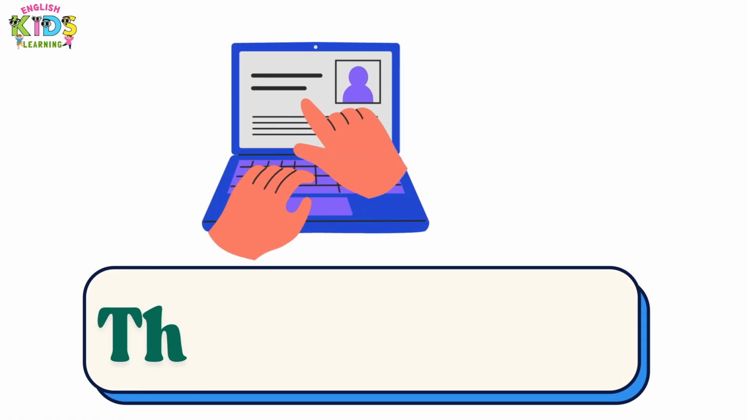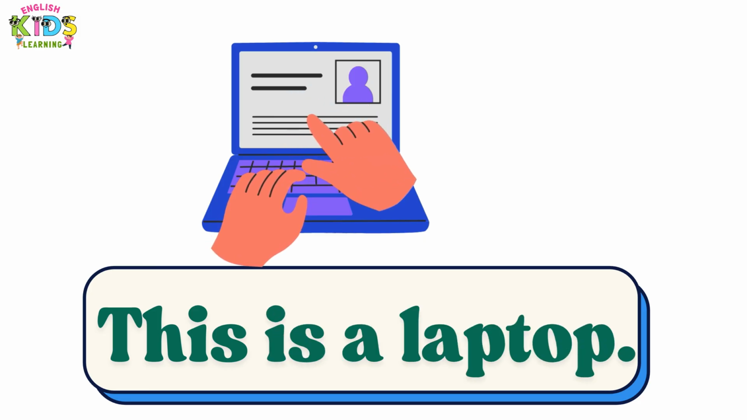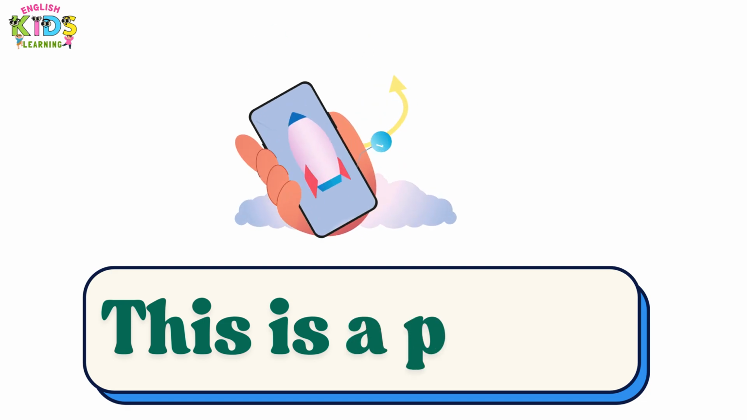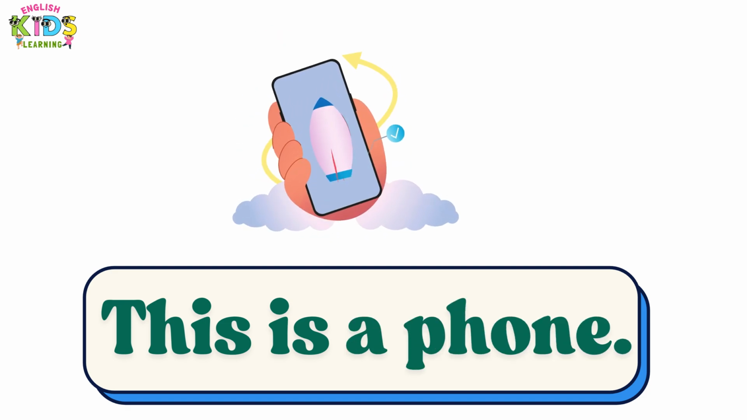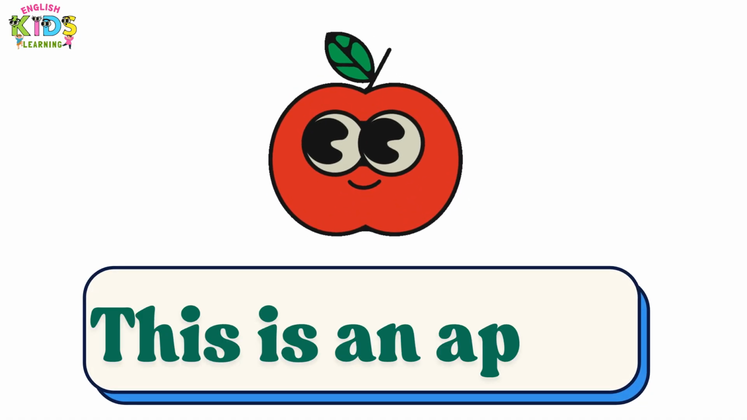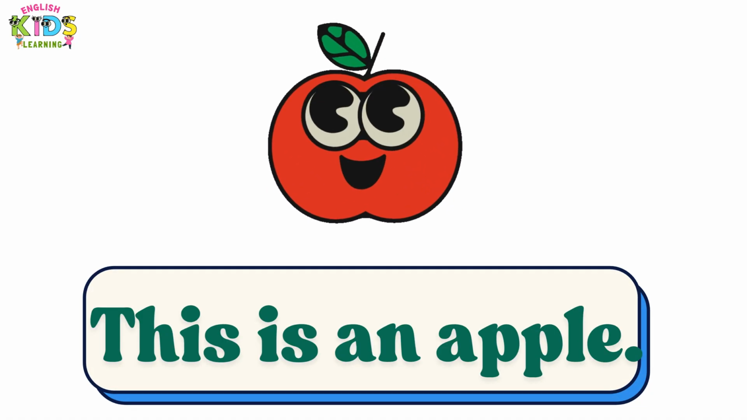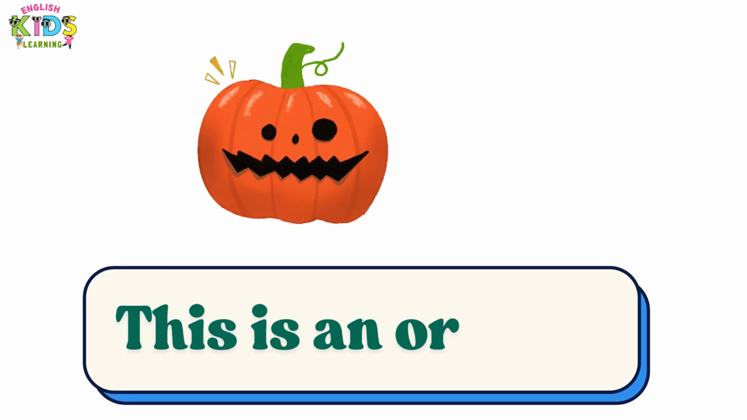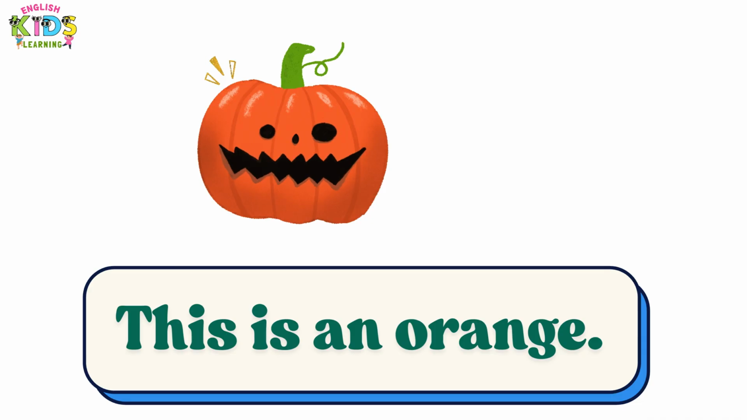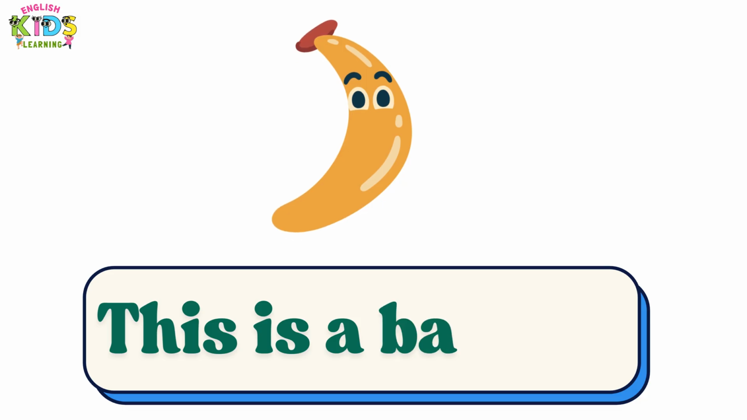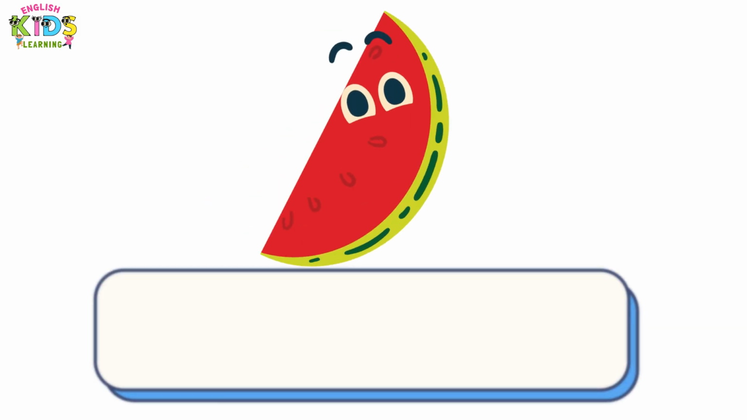This is a phone. This is an apple. This is an orange. This is a banana. This is a watermelon.